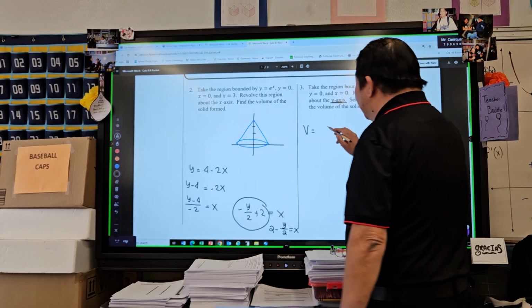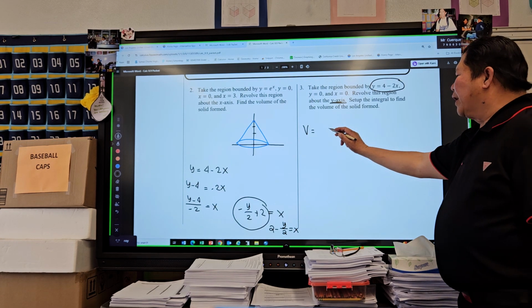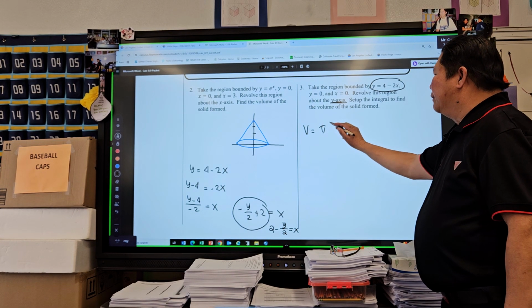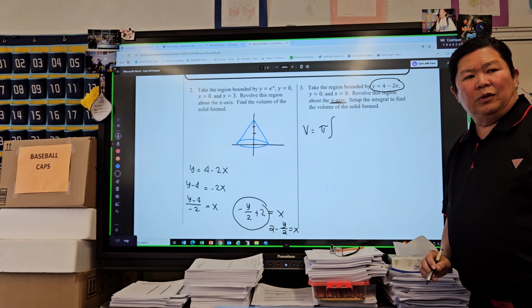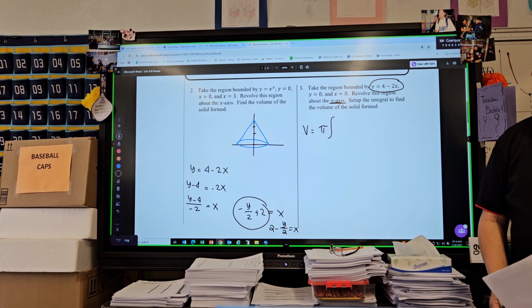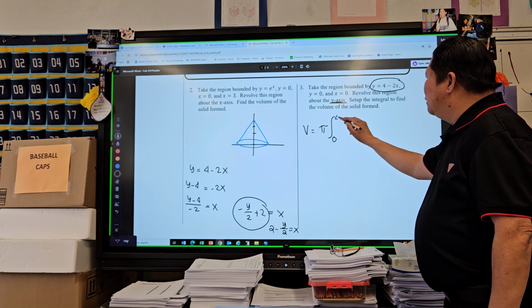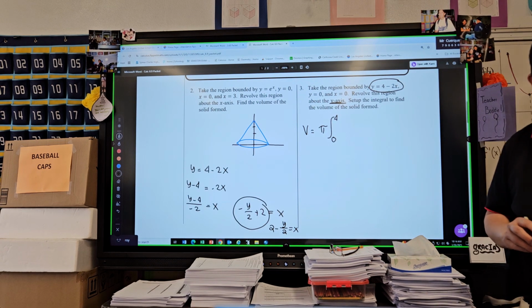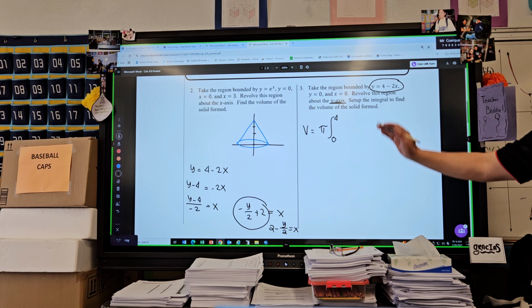From 0, you said a while ago. Mr. Roy, can we write first the pi? Yes, we can. And then the integral from, what is our limit now? From 0 to 4, right? 4. That's the height of the cone.